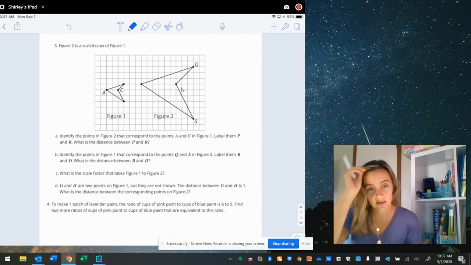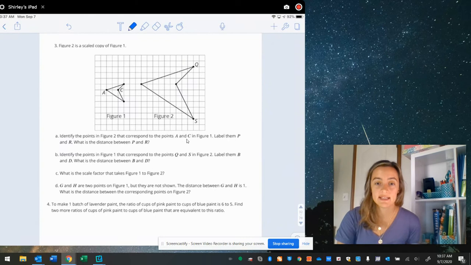Question A says, identify the points in figure 2 that correspond to the points A and C in figure 1. Label them P and R. What is the distance between P and R? So there's a lot of parts, so let's just go step by step. Identify the points in figure 2 that correspond to points A and C.